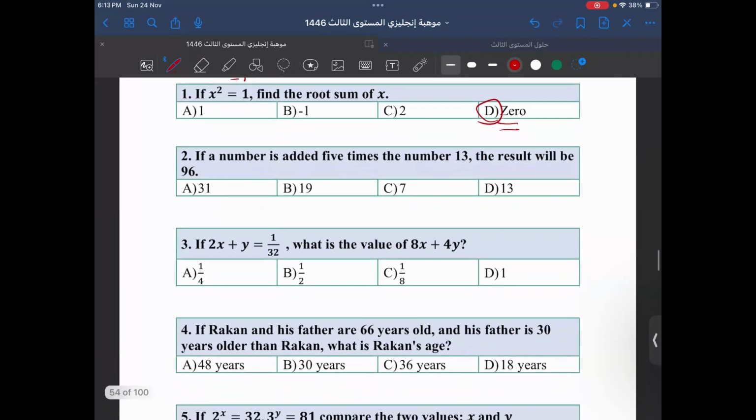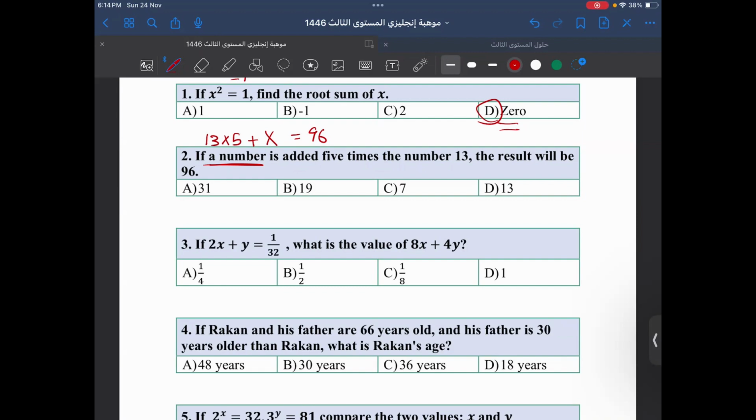Okay, let's see question 2. If a number is added 5 times the number 13, the result will be 96. Okay, so here I think the translation was a bit messed up. They're saying that when I multiply 13 by 5 plus x, which is an unknown number, it's going to equal 96. So what do you think the number here will be?